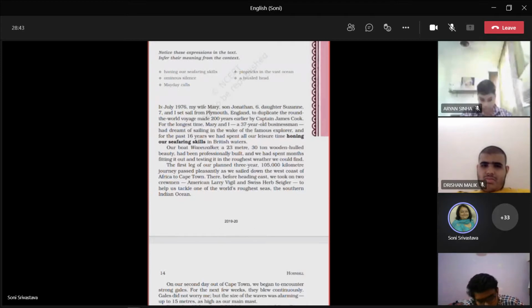They had a wooden hulled beauty, meaning very strong, made of wood, very concrete kind of thing, and it weighed 30 tons. So quite sturdy, quite strong, which can be put in water. That had been professionally built, meaning not amateur, but people had put in a lot of effort in that. And we had spent months fitting it out and testing it in the roughest weather we could find. Meaning they have done it in every possible way.